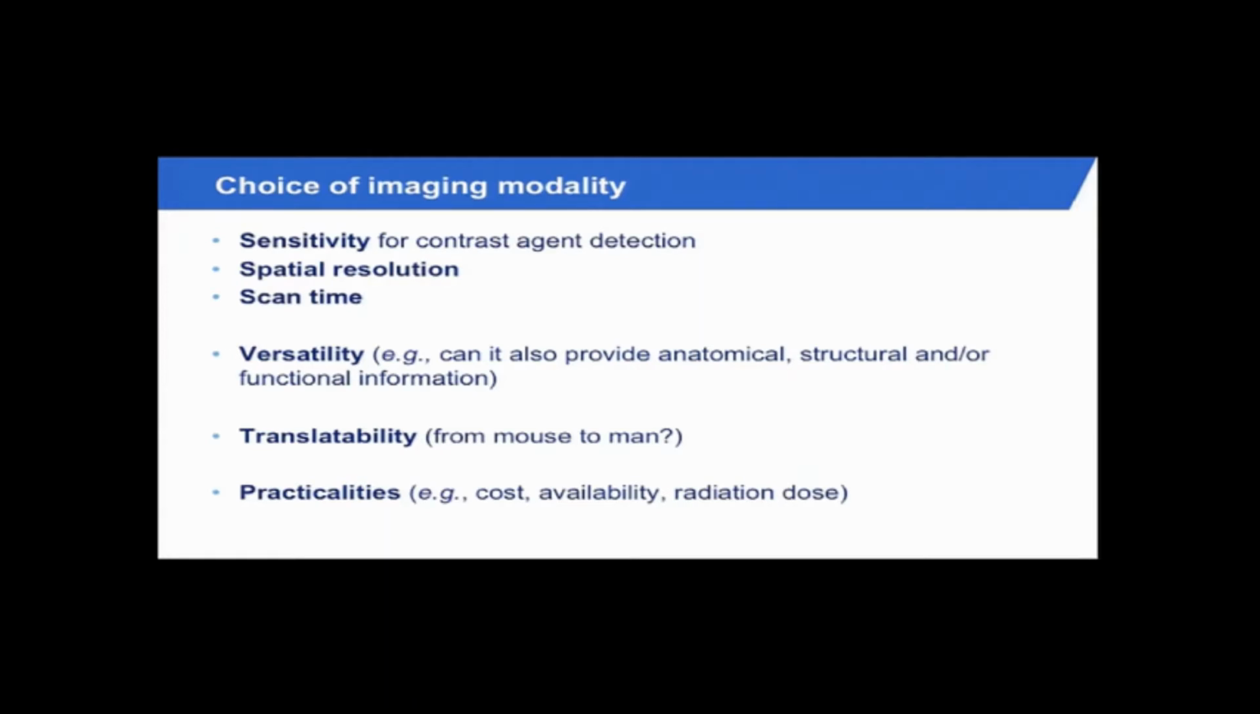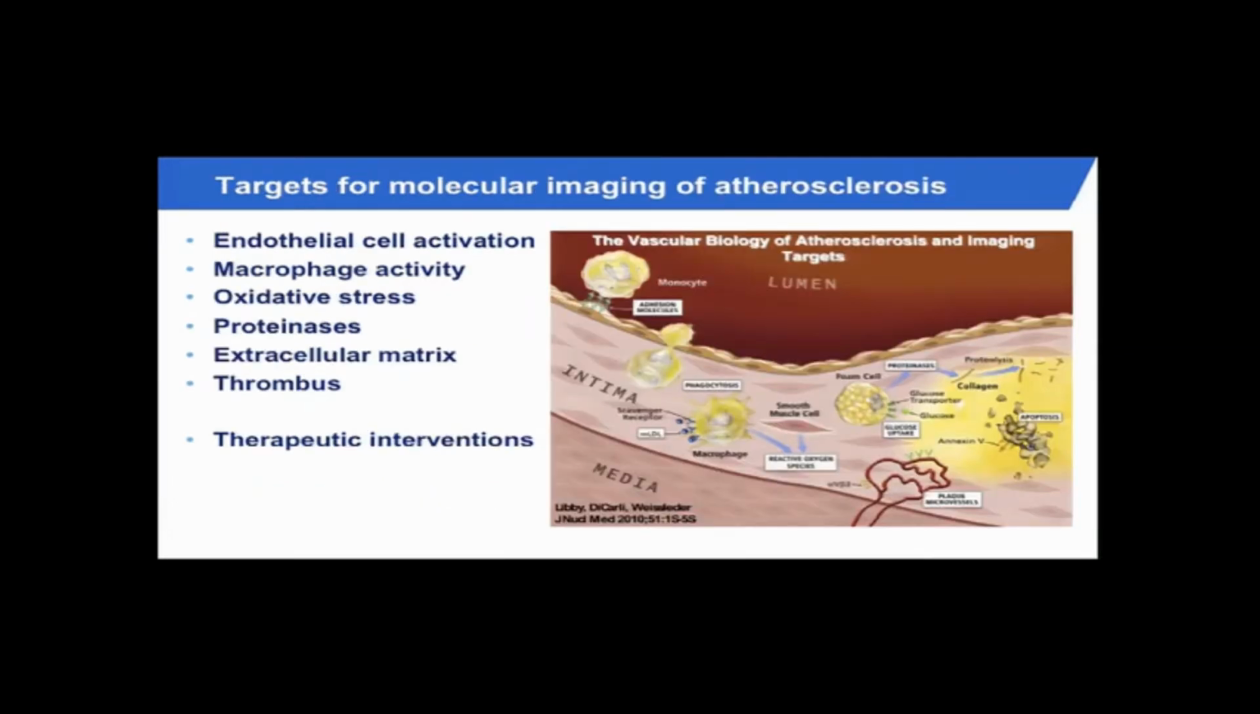So let's look now at a few examples of the technology that has been developed for molecular imaging of atherosclerosis. I've decided to focus on the topics indicated in bold to the left: endothelial cell activation, being there all the time but especially in the early phase, macrophage activity, oxidative stress, proteases, extracellular matrix, and thrombus as a sort of final stage. I'll also briefly touch upon therapeutic interventions and what our technology can offer there.